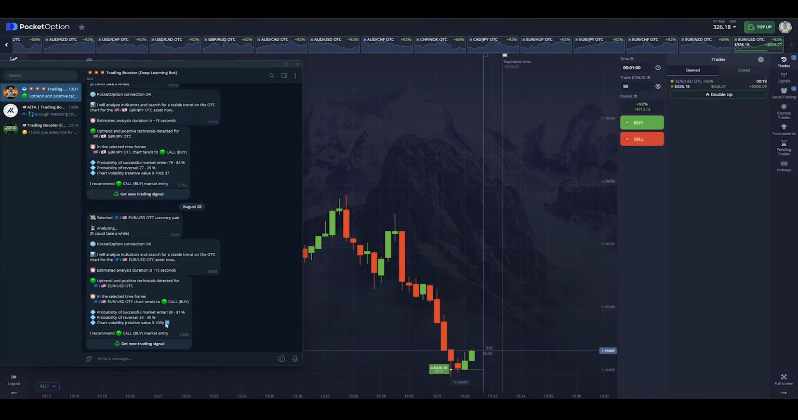But as our professional traders recommend, it's still better to pay attention when volatility is high and we're trading on the 1 minute time frame. When volatility is low, it's better to trade on 3 minute or even 5 minute time frames, even on the OTC market.